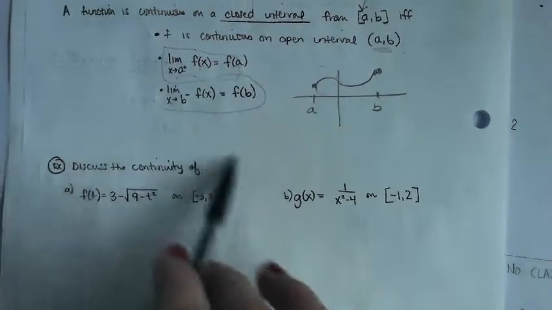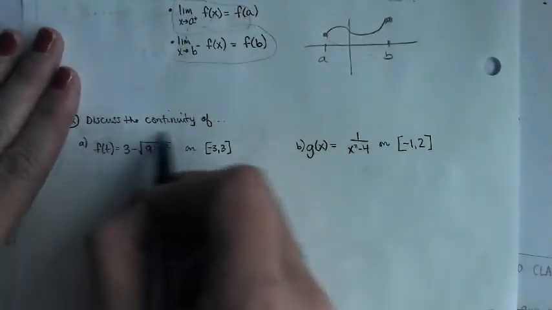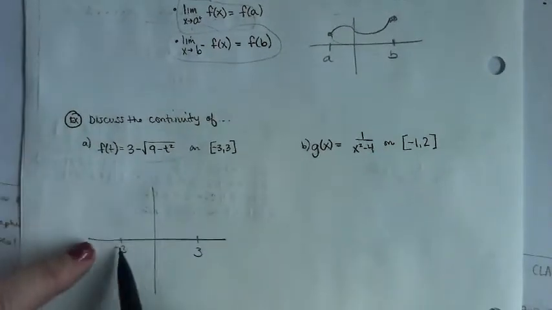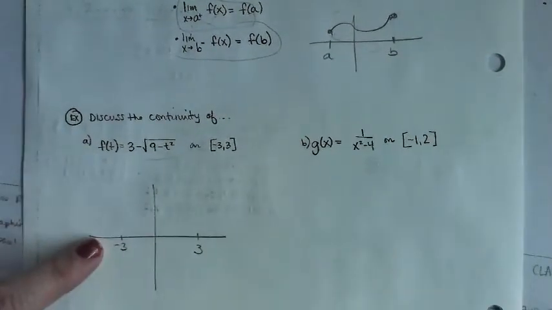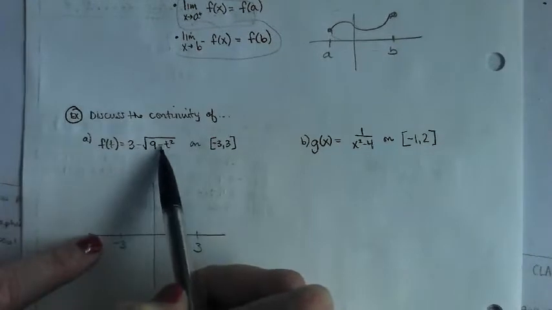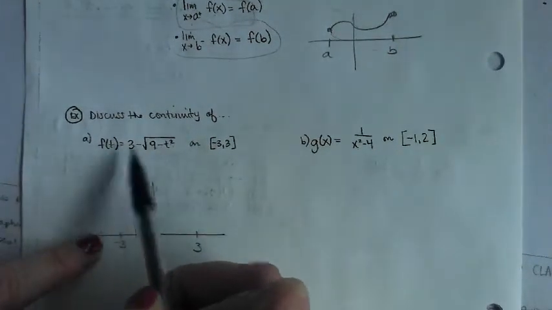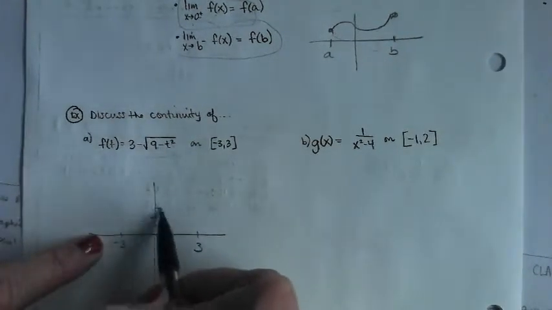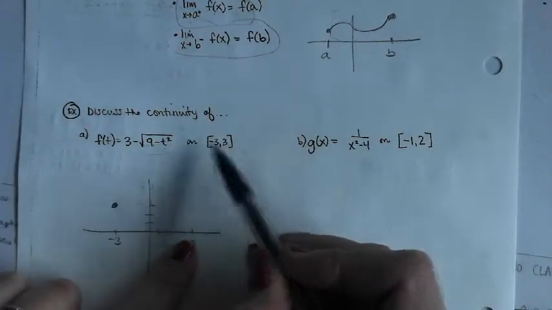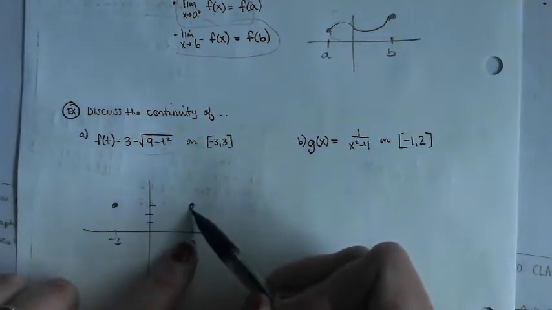So when you look at these and you're talking about the continuity of this from -3 to 3, first of all, what happens at -3? What's the output? If you plug in -3, what's f of -3? -3 squared is 9. 9 minus 9 is 0. Square root of 0 is 0. 3 minus 0 is 3. And then at +3, same thing is going to happen. You're going to get 3.